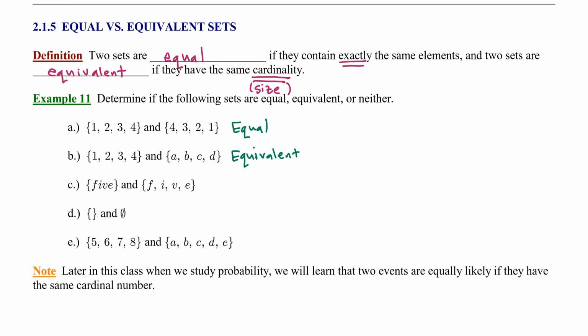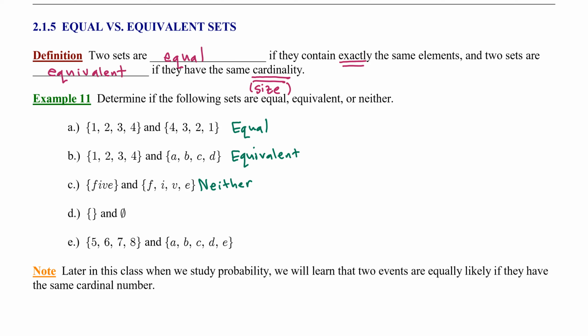Example C, the first set contains one element. It is the word 5. And the second set contains elements that are letters, F, I, V, and E. They look similar, however, they are not equal because they do not contain the same elements. Again, the first set has a word and the second set has letters as indicated by the commas. They are also not equivalent. The cardinal number of the first set is 1 and the cardinal number of the second set is 4. So these are neither equal nor equivalent.